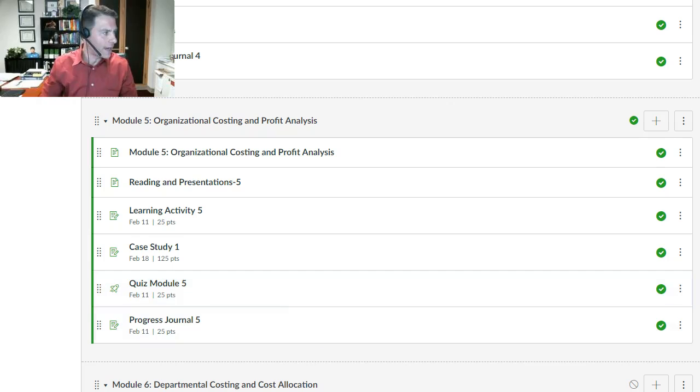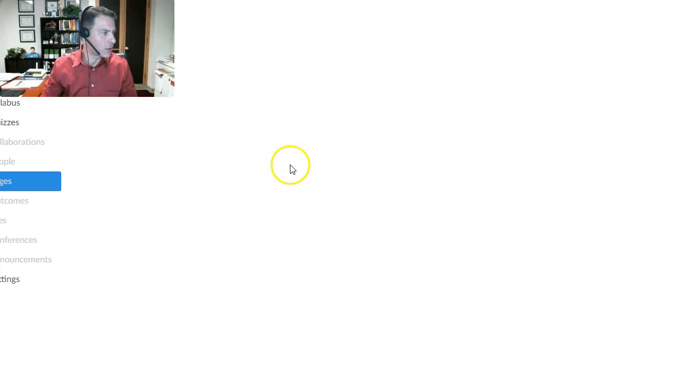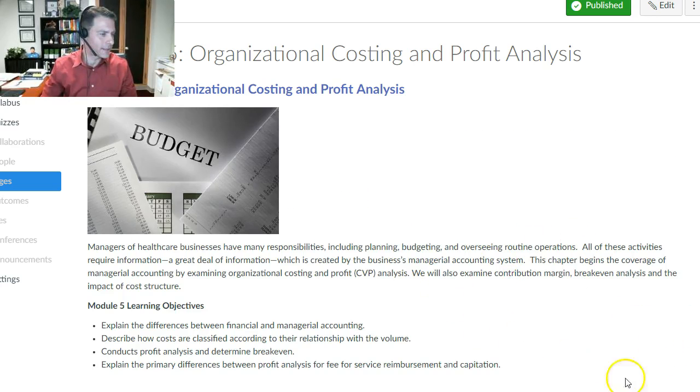So we're in Module 5. We're over the hump here, so we're coming down the backside of this course. And we're going to be doing the organizational costing and profit analysis. It's kind of interesting tools here that you'll have available. And again, remember, this course is not to make you accountants or financial gurus, it's to give you the fundamentals of what's happening behind the scenes.